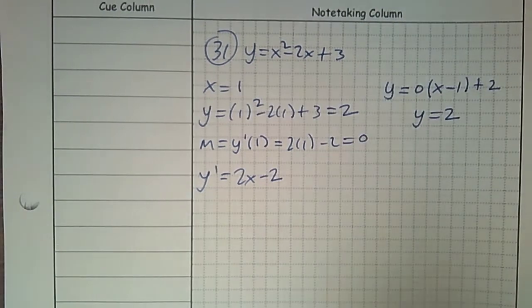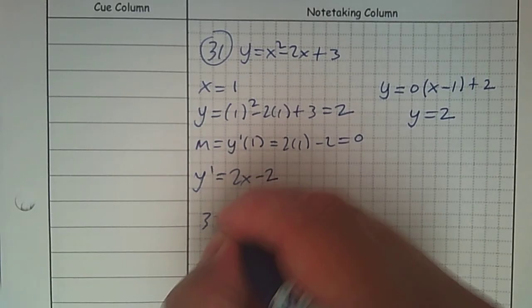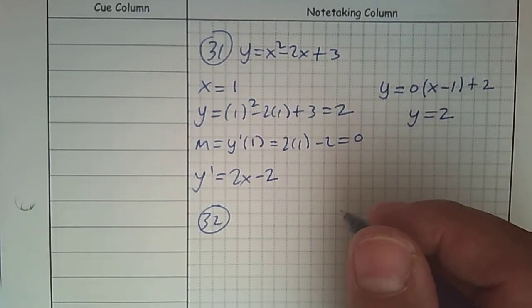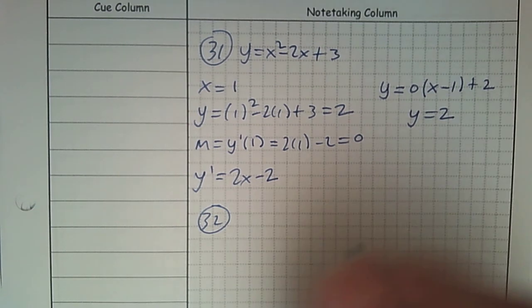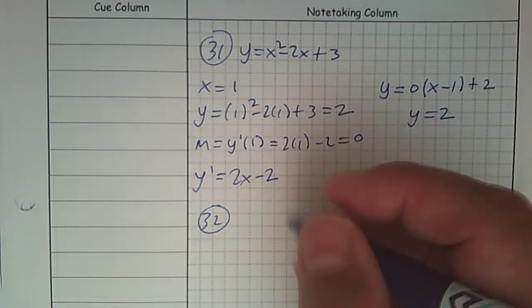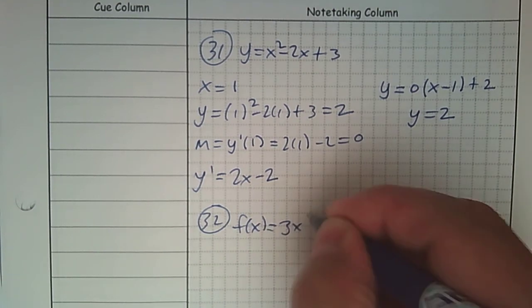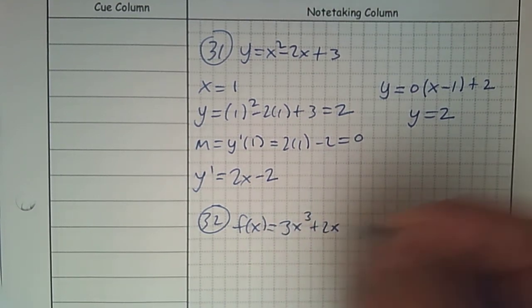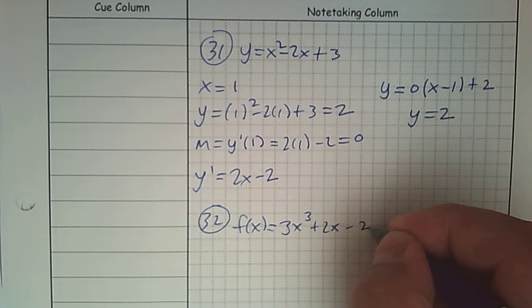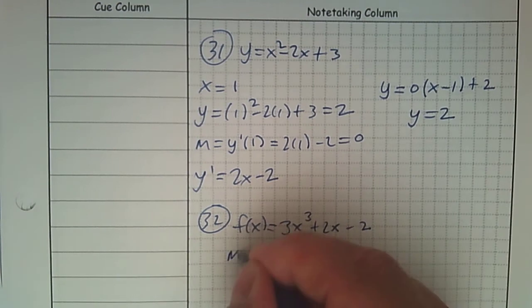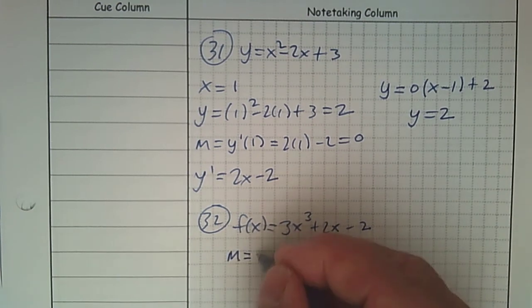Number 32. Find the x values of all points where the graph of f at x has a slope of 11. So let's break this apart just a little bit. So f at x equals 3x cubed plus 2x minus 2. So what are the x values of all points? So I'm not given an x value. That's what I'm looking for. The slope is given. The slope is 11.